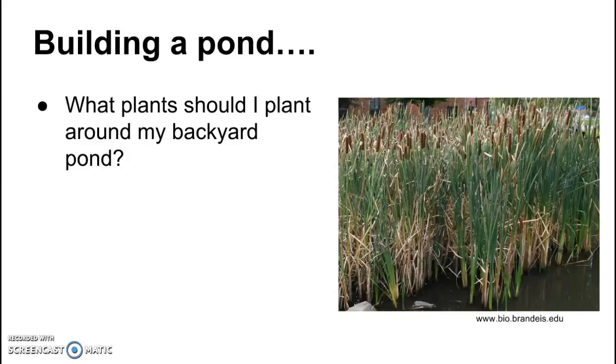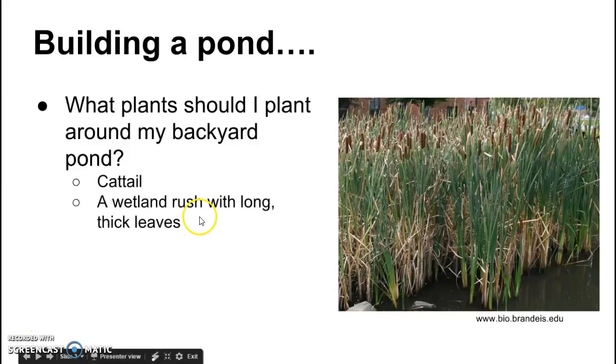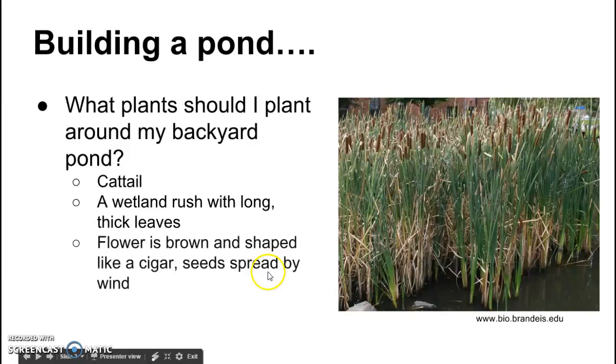In the picture on the right hand side of the screen, there's a classic pond plant, and that pond plant many of you know as cattails. Cattails are a wetland rush with long, thick leaves that provide a beautiful backdrop for landscape ponds. Their flowers are brown and shaped like a cigar, so that morphological adaptation gives them this pretty contrast of green into brown that a lot of people stereotype with different ponds.